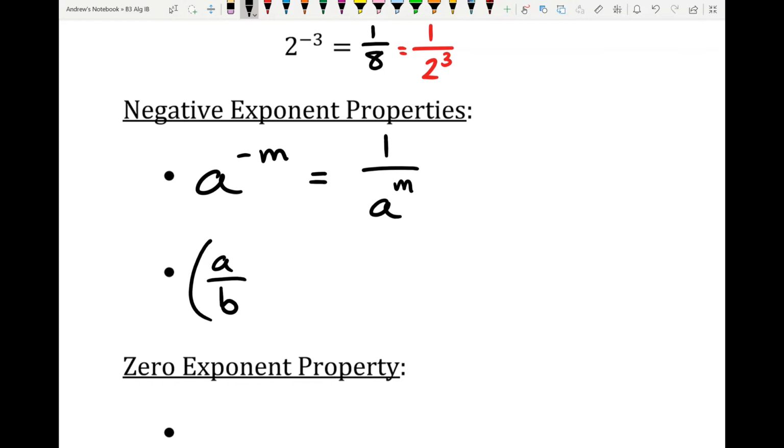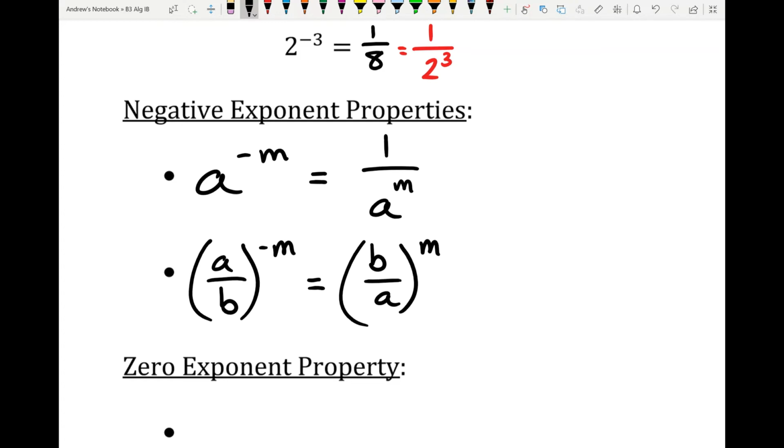So another property that we can use for negative exponents is one that looks like these. If I have a divided by b, that whole division problem, in parentheses to a negative power, what I want to do is flip it over and change the power to a positive. All right. So that's all we really have to do with that, right? If you flip the fraction, then you get to change that from a negative exponent to a positive exponent.